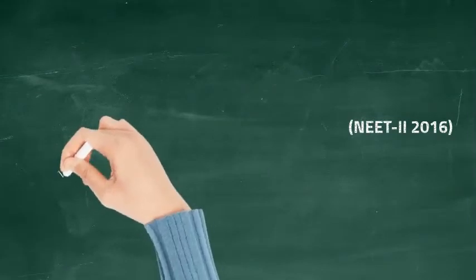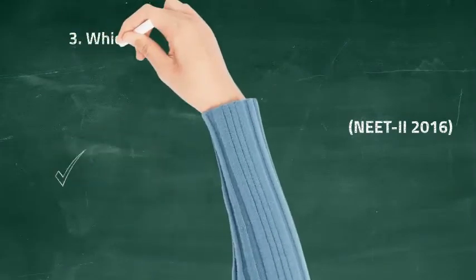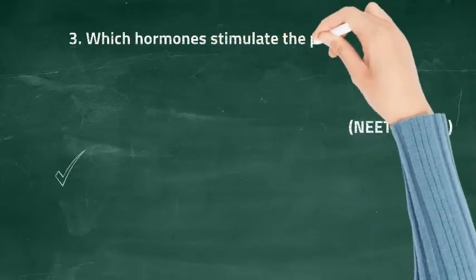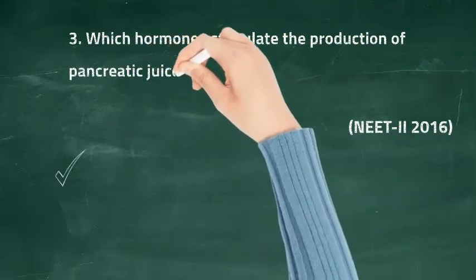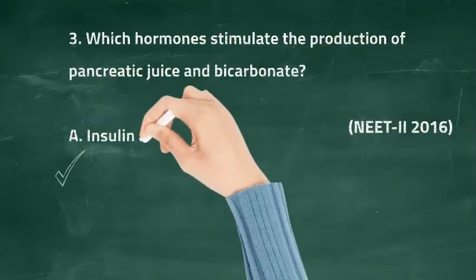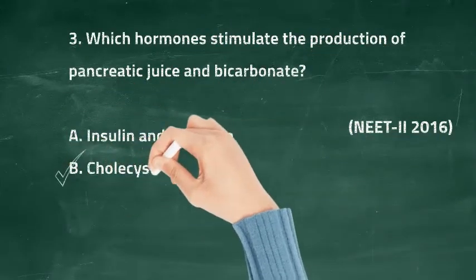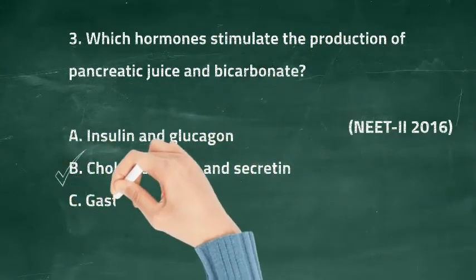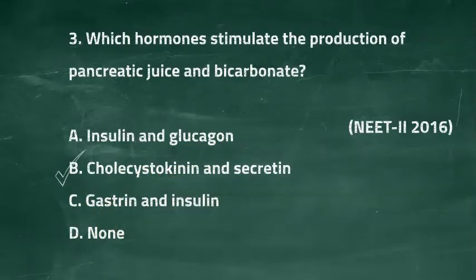Question third. Which hormones stimulate the production of pancreatic juice and bicarbonate? Option A is insulin and glucagon. Option B is cholecystokinin and secretin. And option C is gastrin and insulin. And option D is none. The right answer is option B, cholecystokinin and secretin.